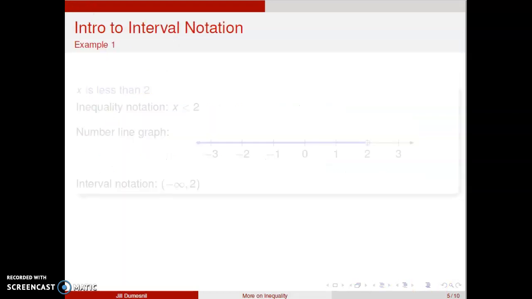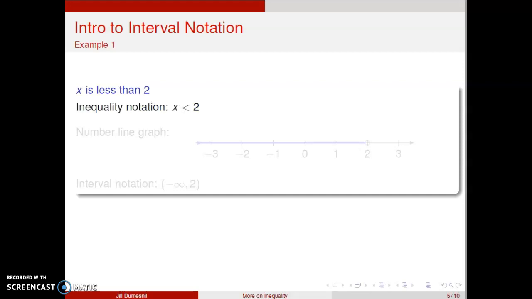Let's now consider interval notation via a series of examples. We will summarize interval notation in general at the end of this video. First, let's consider the statement that x is less than 2. The inequality notation is obvious with the wording of the statement. The number line graph shows an open circle at 2 and shading below or to the left of 2 with an arrow indicating continuation indefinitely to the left.